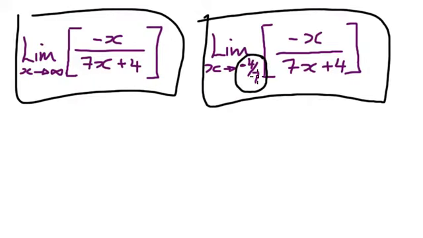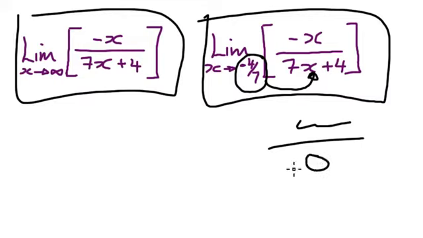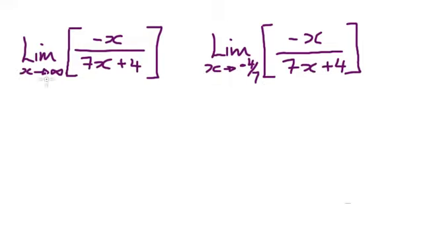This here, when x heads towards negative 4 over 7, if you try and plug this in here, you will have something over zero. You can't have something over zero. Anyway, try and work this out. So press pause and have a go.